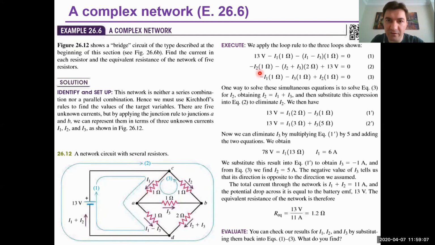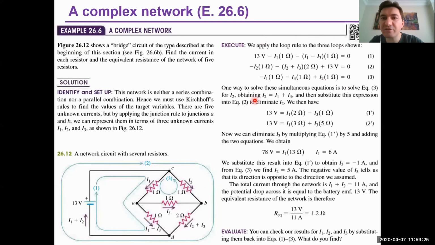It will be negative I1 times 1 ohm. Here, the direction of the travel and the direction of the current, again negative. Here, the direction of the travel and current are opposite to each other, then here we will have a plus. Then just make them equal to 0.